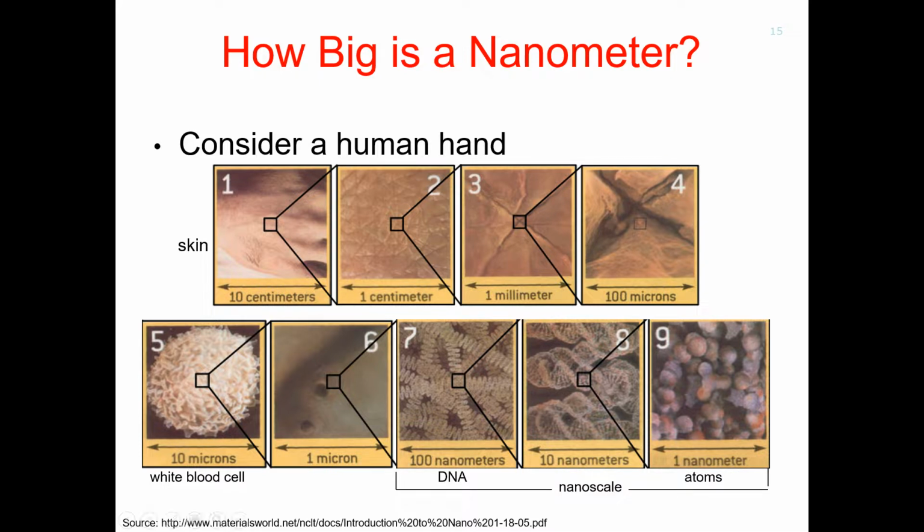So here is a good example. The first example is that of a human hand, basically human hand skin, and the second example is that of a white blood cell. If you look at the first example, the skin of a human hand, at a larger scale of 10 centimeters, it will look like this.